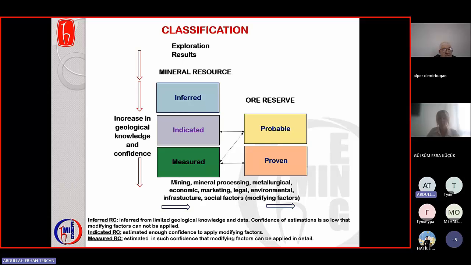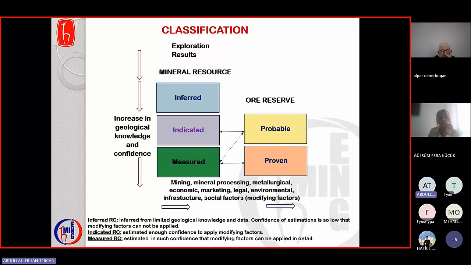This figure presents classification of mineral resources and ore reserve. Mineral resource is classified into three categories, from inferred category to the measured category. Geological knowledge and confidence increases. Inferred resource category is inferred from limited geological knowledge and data. Indicated resource is estimated with enough confidence to apply modifying factors. Measured resource category is estimated with such confidence that modifying factors can be applied in detail.